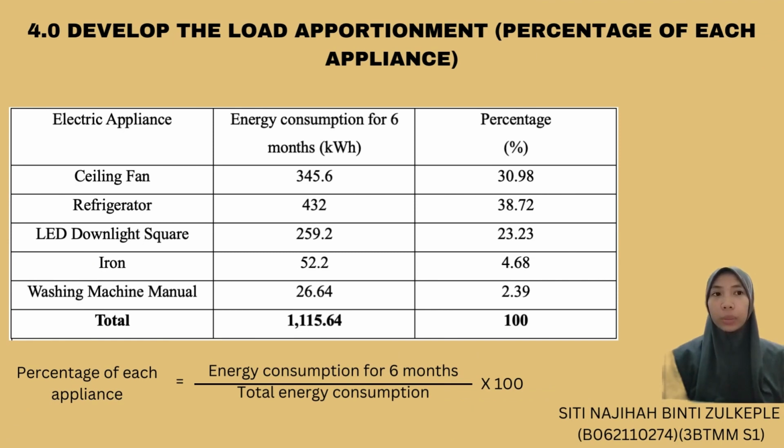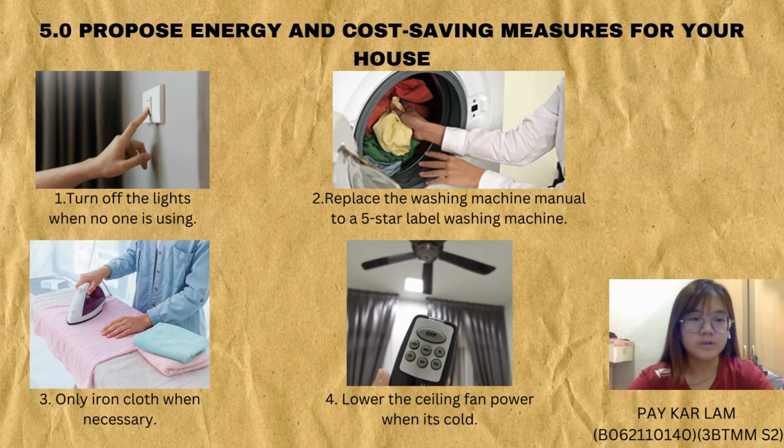Now we go to develop the load apportionment, where we count the percentage of each appliance. The highest percentage of appliance listed is refrigerator, which is 38.72%, while the lowest percentage of appliance usage is manual washing machine, which is only 2.39%.